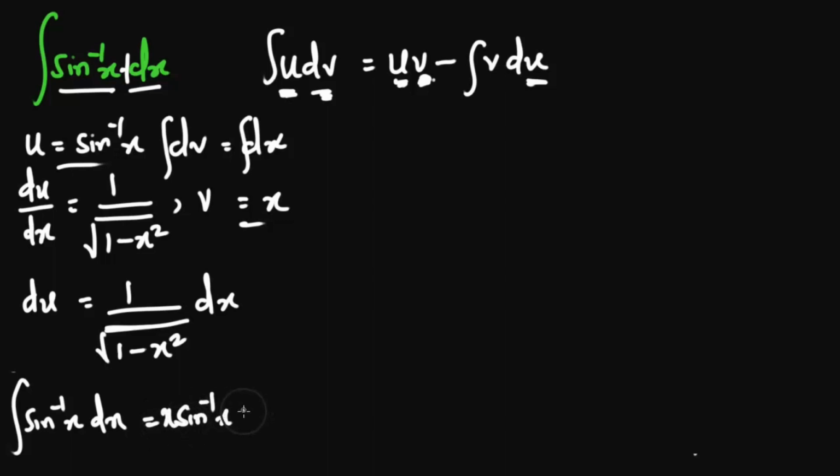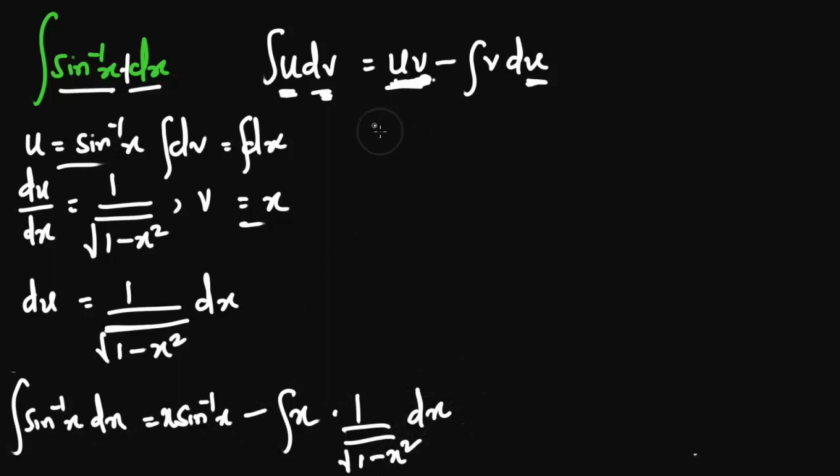x sine inverse of x. Okay? So that is uv. Then minus the integral of v. What is v? v is x. Then what is du? du is 1 divided by the square root of 1 minus x squared dx.